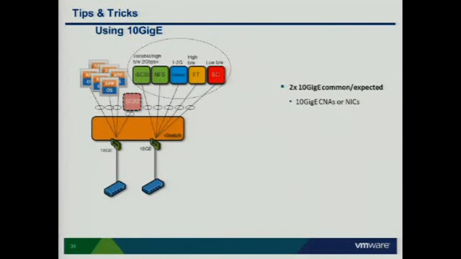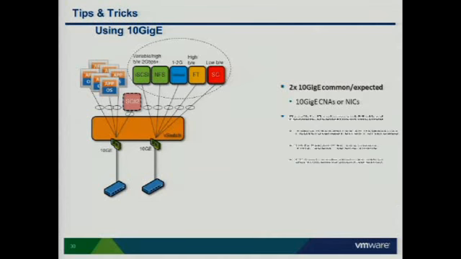And so we have 10 gigE, and we're seeing this a lot more. So we have 2 CNAs or NICs that we're seeing. It's the most common configuration. And we have a possible deployment method. So we can go active standby in all port groups. Some folks are just limited to having only the 2.